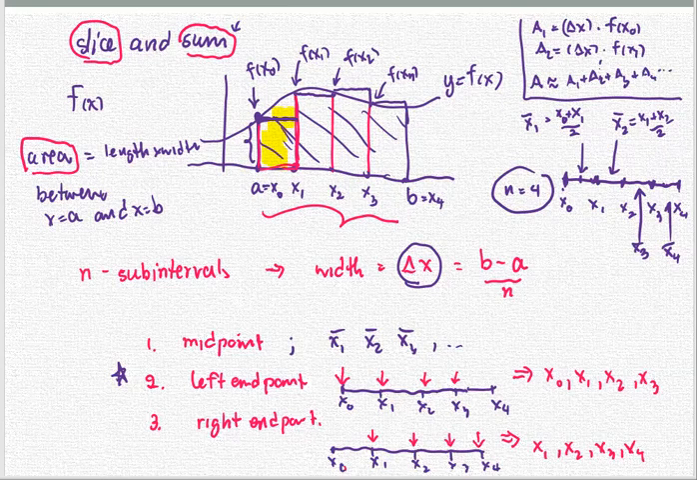So the whole technique here is called the slice and sum technique. And the name of it is called the Riemann sum. So it is the sum of the areas of the rectangles under the curve, that we make into equal subintervals. Okay, so this is the big picture of the concept.